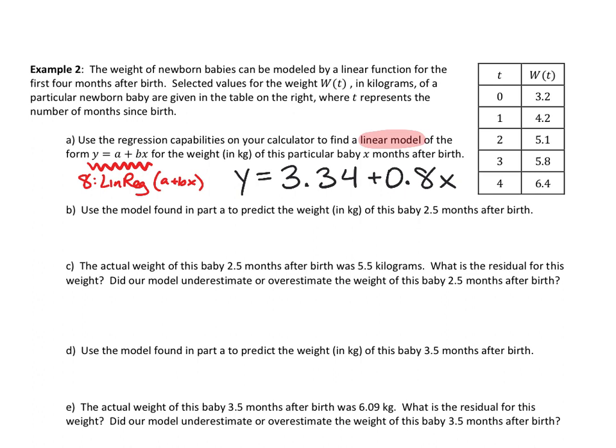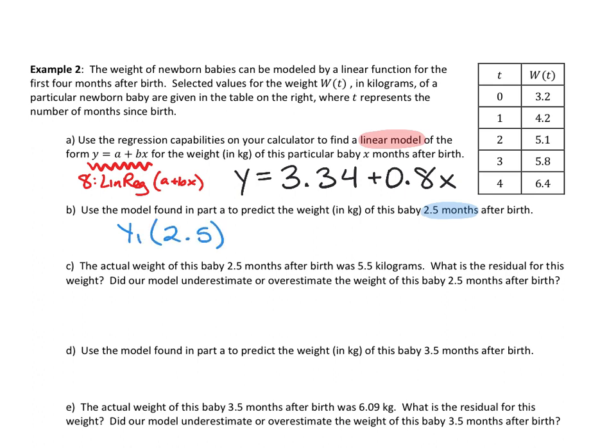Part B says to use the model found in Part A to predict the weight of this baby 2.5 months after birth. Okay, there's a shortcut for doing this because obviously if I'm giving you months, that just means I want you to plug this in for T or for X, depending on what letter you used. But in a calculator, what's the shortcut to be able to do that faster? What can you type in your home screen after you've run a regression to plug a number in pretty quick? Y1 parentheses and then the number.